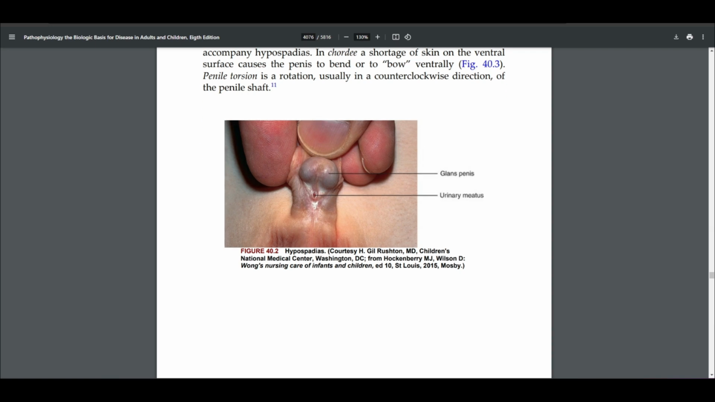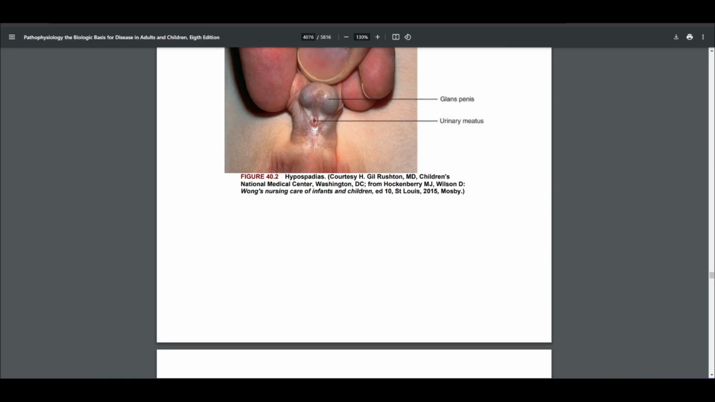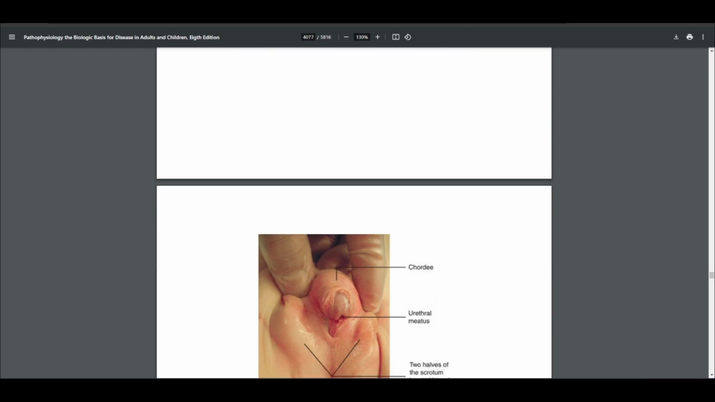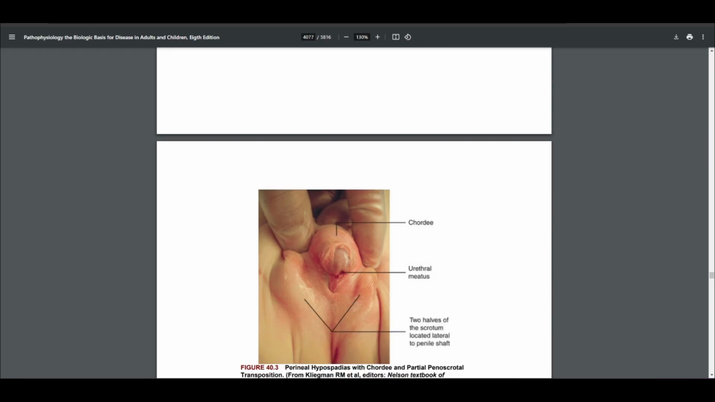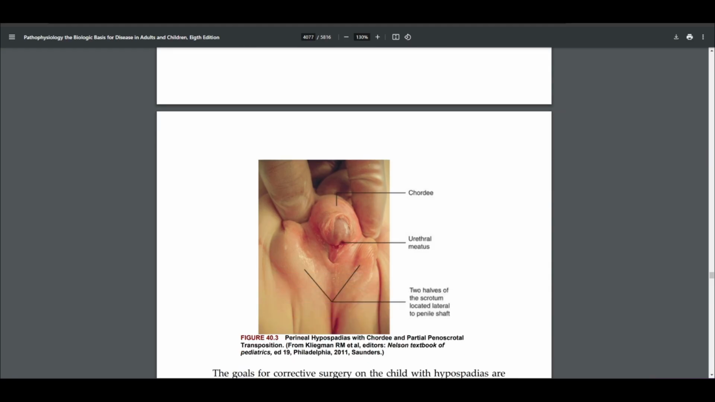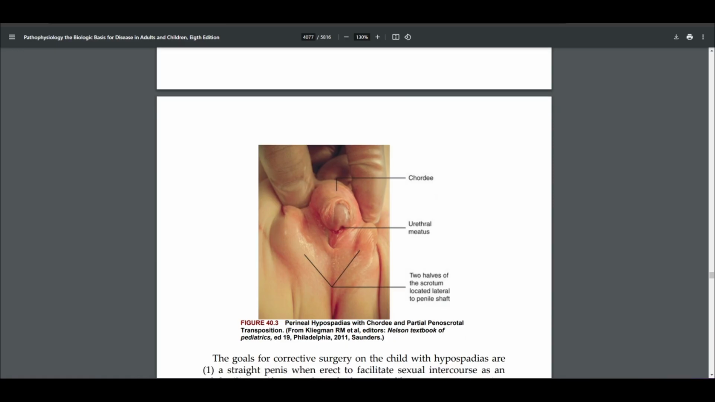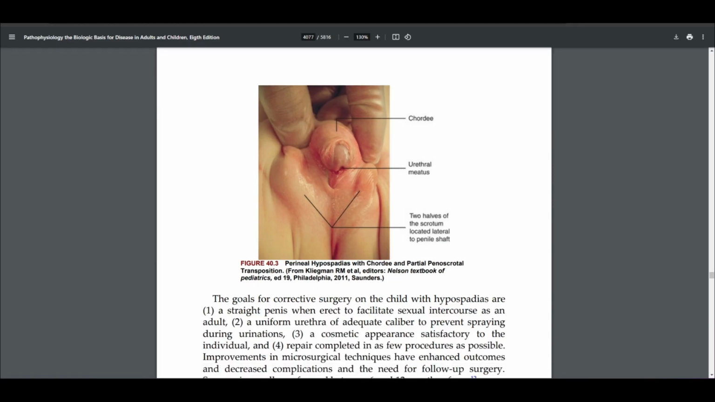So here we see the hypospadias. Or the chordee, urethral meatus. A perineal hypospadias with chordee and parietal penoscrotal transposition.